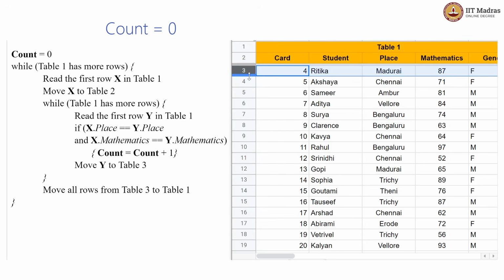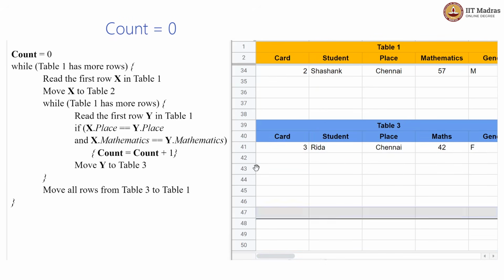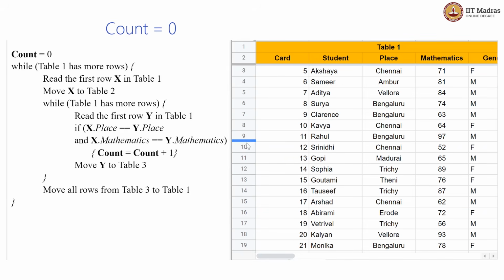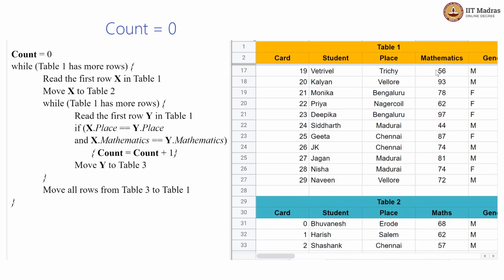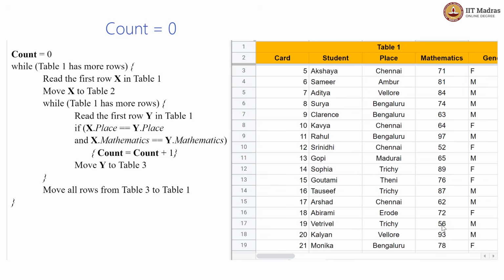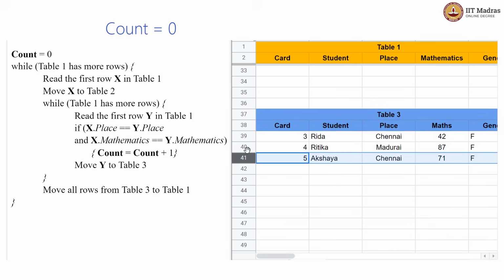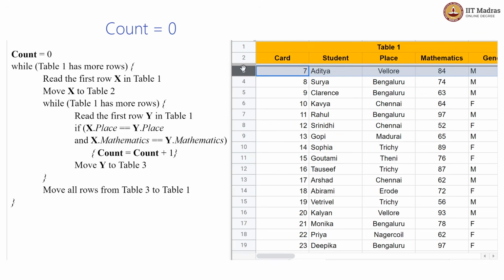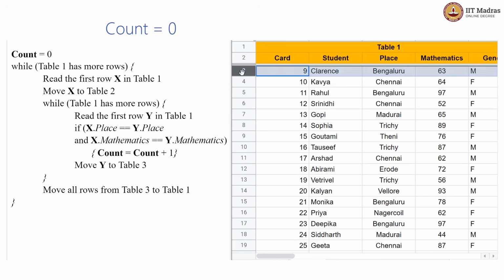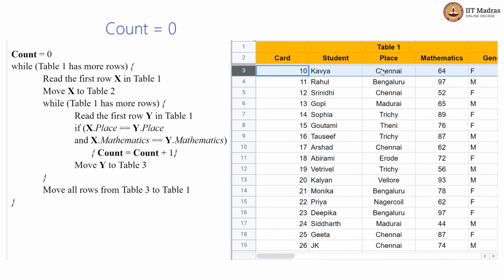Now the next one is Madurai. And now again it is a Chennai. And the mathematics score is 71, which is not equal to 57. So this also goes down. And here we have a Chennai again. And the mathematics score is 64, which is not 57. So this goes down too.